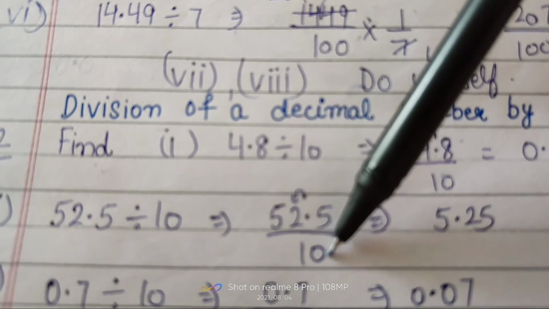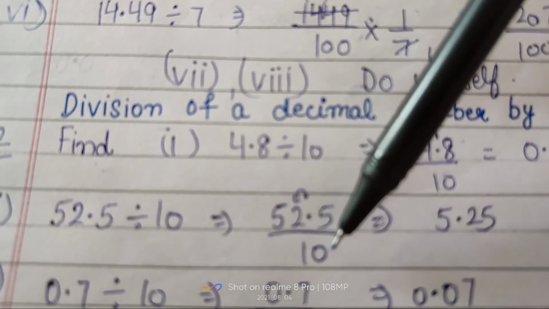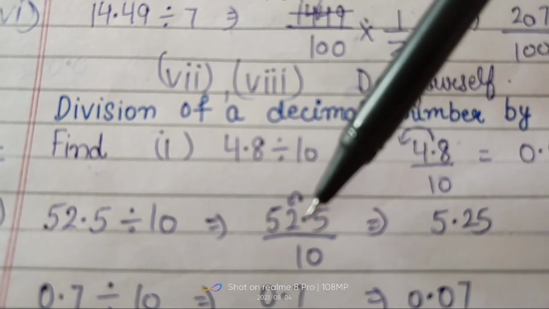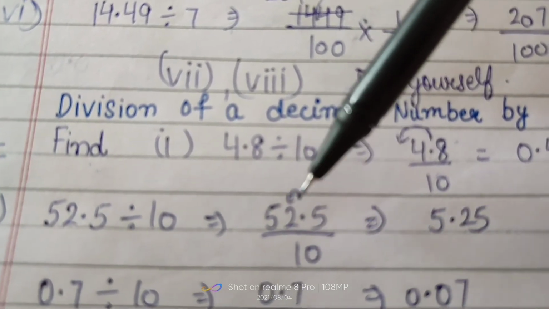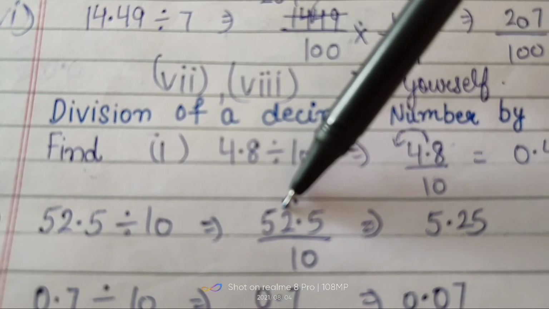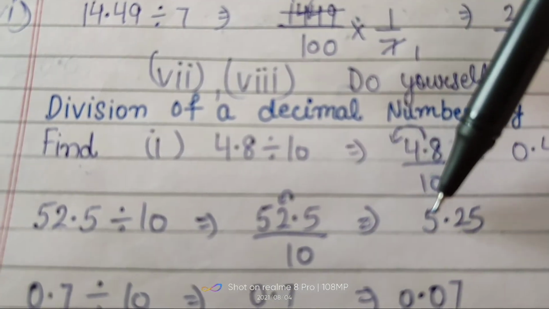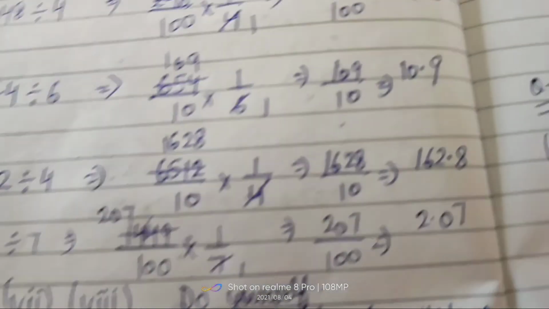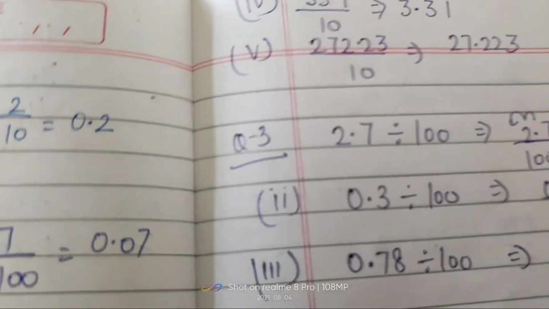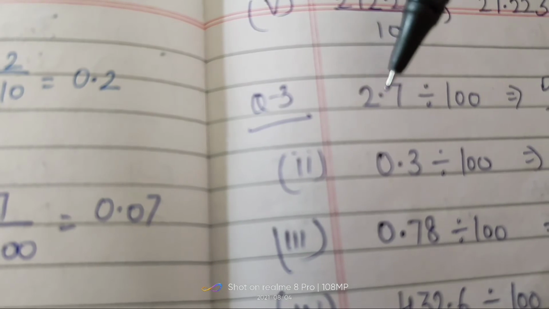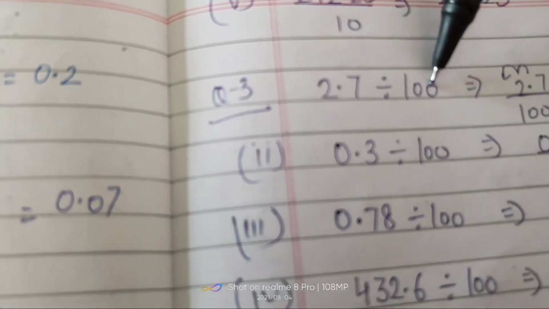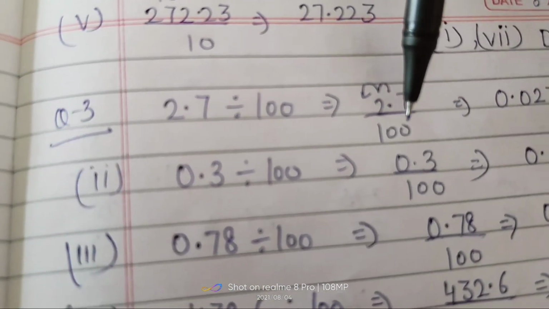Here also we have one zero in the denominator. When we divide, the decimal shifts to the left. Here one zero, so the decimal will move left one place. So the answer is 5.25. Similarly, if we divide by 100, like 2.7 divide 100, then what do we get?